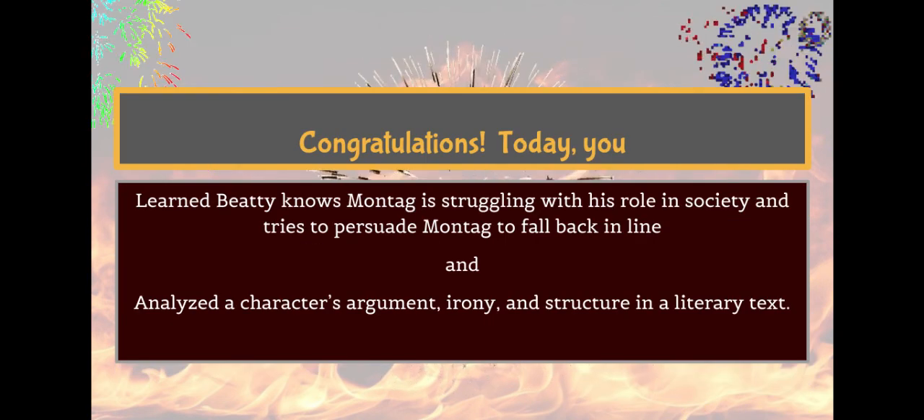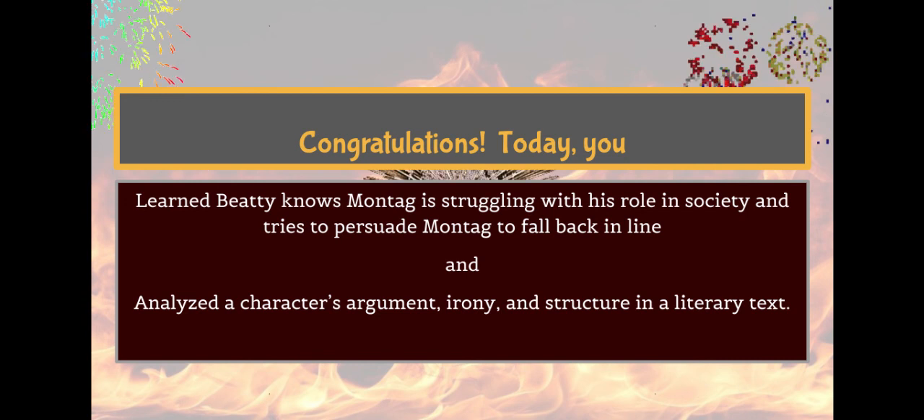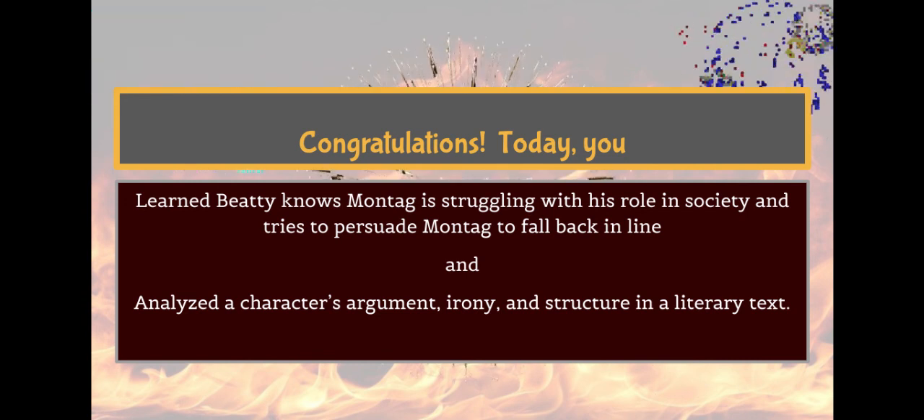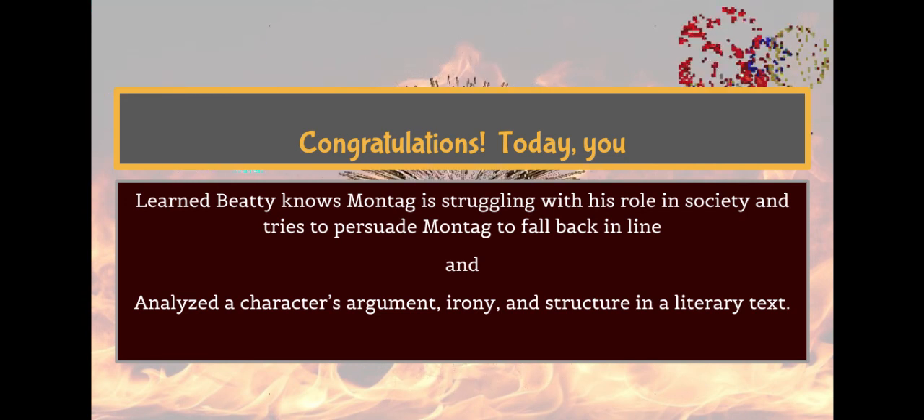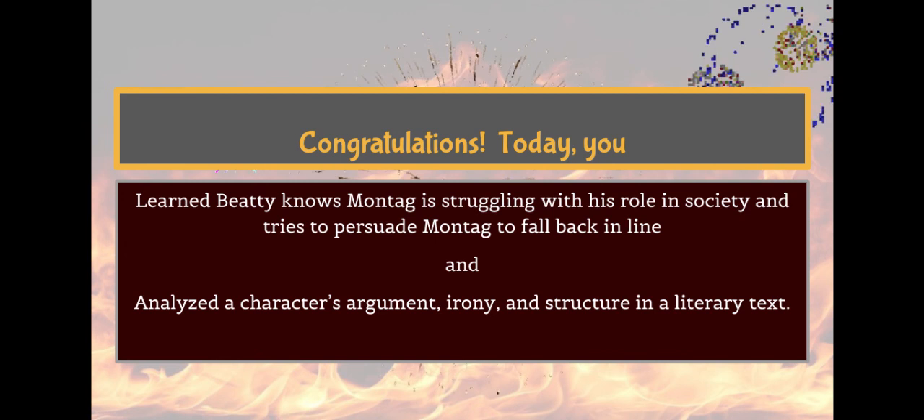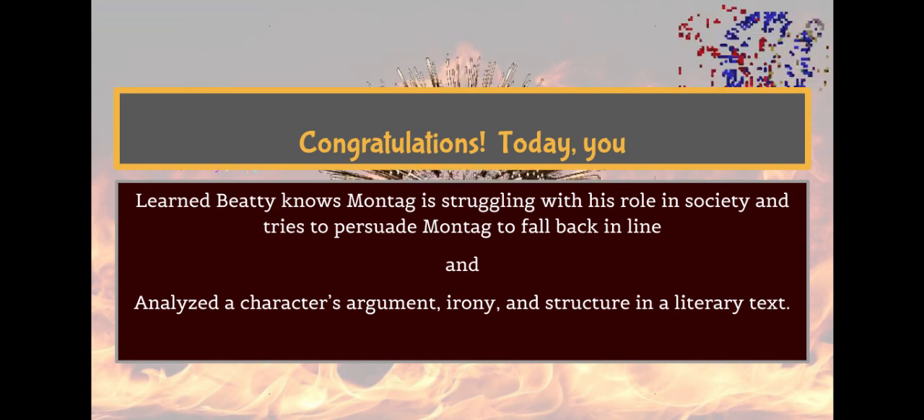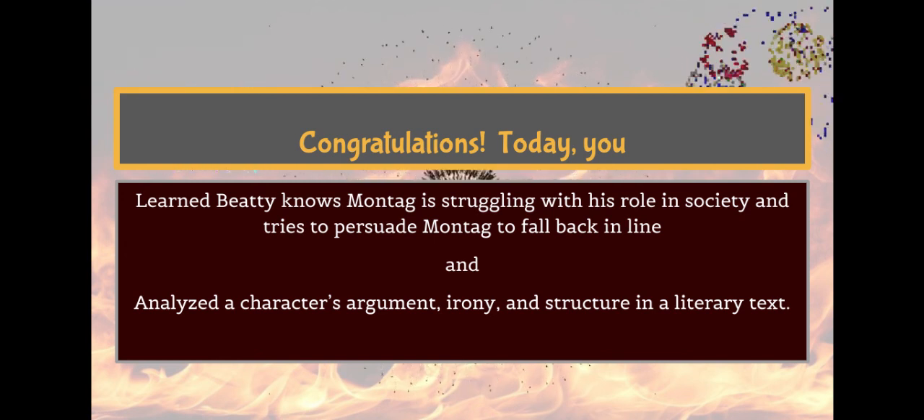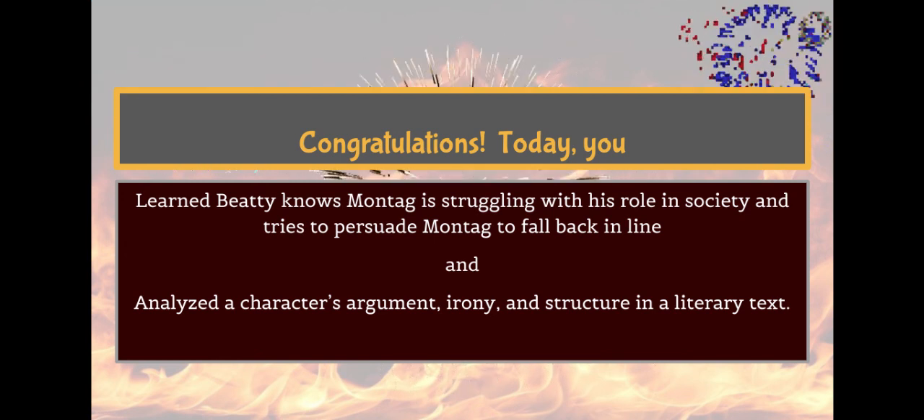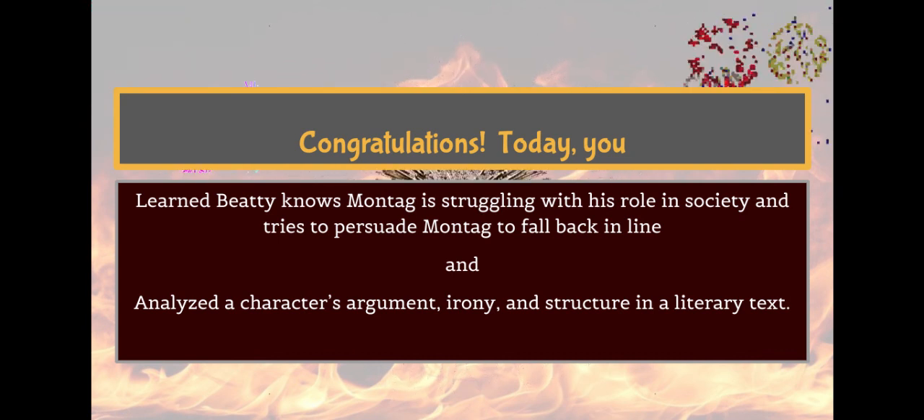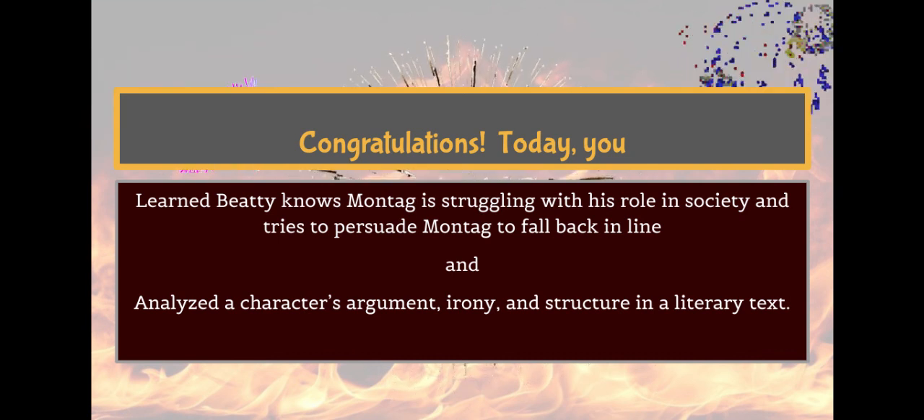Congratulations! You have completed Lesson 14 of the Fahrenheit 451 unit. In this lesson, you learned that Beatty knows Montag is still struggling with his role in society and tries to persuade Montag to fall back in line, and you analyzed a character's argument, irony, and structure in a literary text.